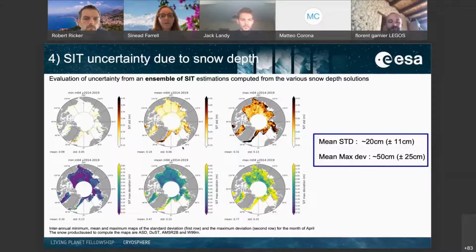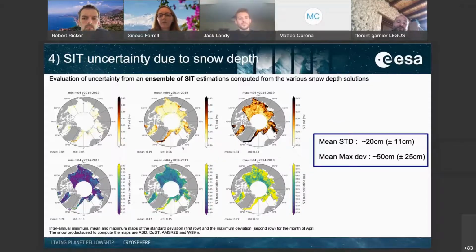I don't know if it's perfectly clear. It's sometimes confusing to explain. But finally, if we consider the whole set of the sea ice thickness maps computed from the various snow depth solutions over the whole period, we found a mean standard deviation of 20 centimeters for the sea ice thickness and a mean maximum deviation of about 50 centimeters also for the sea ice thickness. And we found also that higher uncertainties are mainly located in marginal zones.